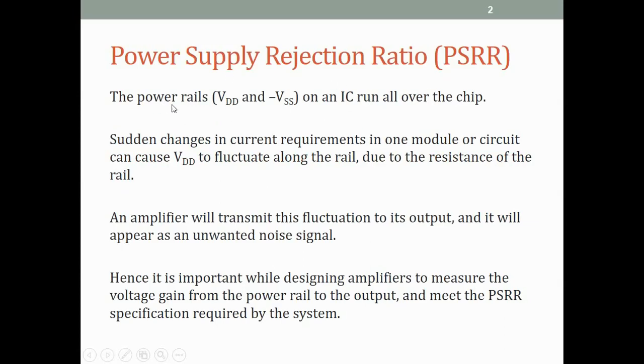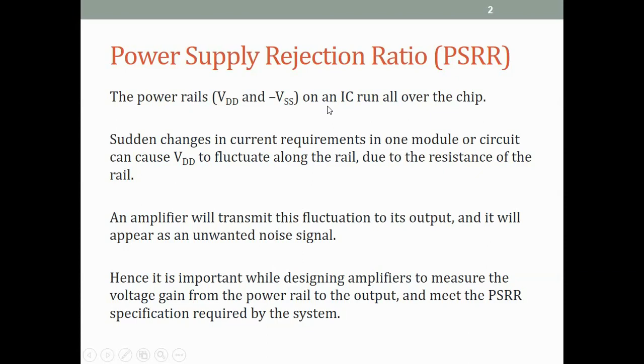As you probably know, the power rails, the wires that carry the supply voltages VDD and either minus VSS, which could be a negative voltage or just zero, run all over the chip because VDD and minus VSS must be supplied to all the modules on the chip. And so these are long wires, by IC standards.